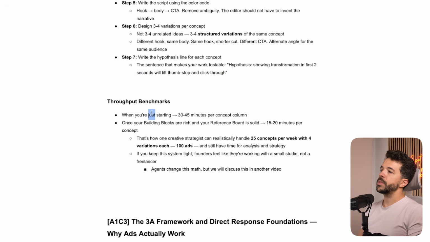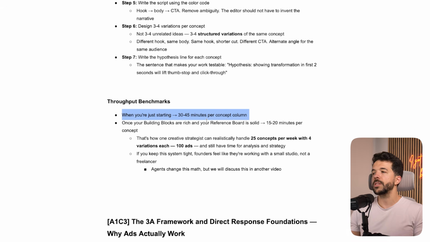For throughput benchmarks, when you're just starting, 30 to 45 minutes per concept column is good. But once you have a solid building blocks repository and a good reference board, 15 to 20 minutes per concept should be okay, especially if you use AI. That's how one creative strategist can realistically handle 25 concepts per week with 4 variations each, which is 100 ads, and still have time for analysis and strategy. If you keep the system tight, founders feel like they're working with a small studio, not with a freelancer.